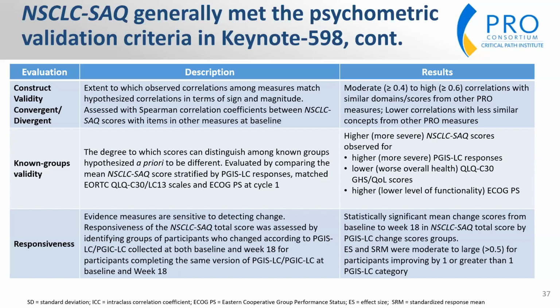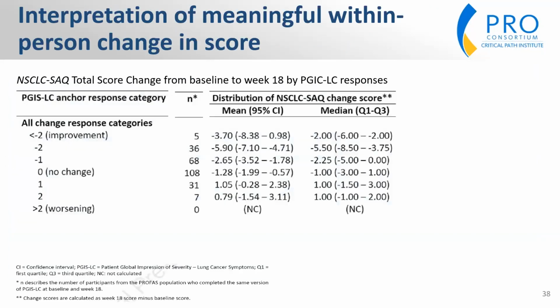Now, when it comes to the interpretation of meaningful within-person change, here's one table that I wanted to present today. And these are the distribution of non-small cell lung cancer SAQ total scores. And the title here should actually say PGIS, not PGIC. These are PGIS category responses. And then on the right-hand side, we have the mean and 95% confidence intervals and median and interquartile change for all of these different response categories. So for those from baseline to week 18 who had no change, or those who had 1, 2, or greater than 2 response category changes.